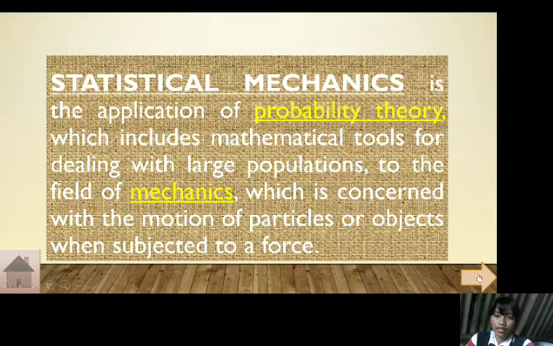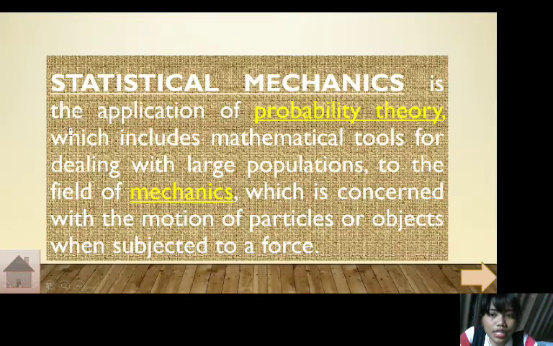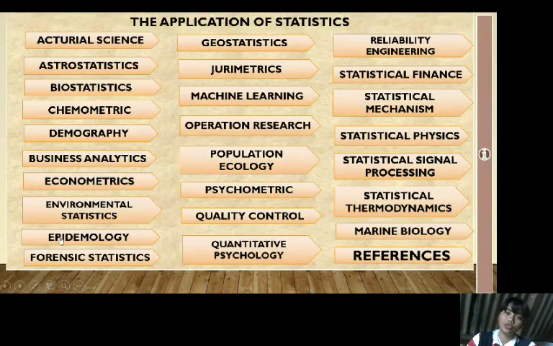So here are the examples of statistics in statistical mechanics: the log-log plot, the symmetric probability distribution, and the continuous probability distribution. So that is the statistics in statistical mechanics.